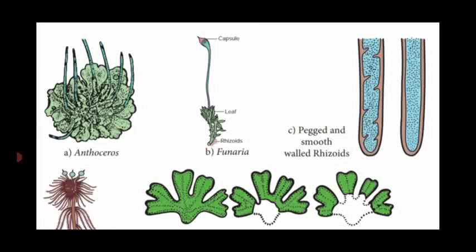At the tip, they are showing the capsule. So this capsule has what? Spore mother cells. Then these two are the types of rhizoids present in the bryophytic plants: smooth-walled rhizoid and pegged rhizoid. The first one, pegged, that means they are showing the wavy nature. I told you. That is said to be pegged rhizoid. Another one, the surface is very smooth. That is smooth-walled rhizoids.